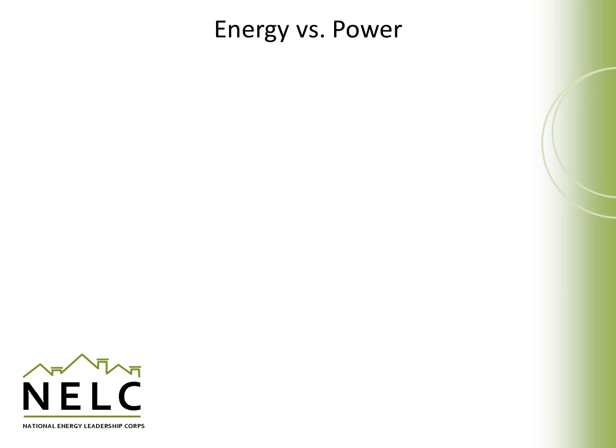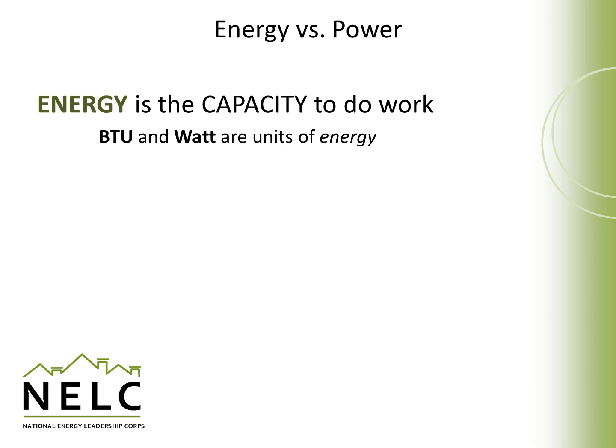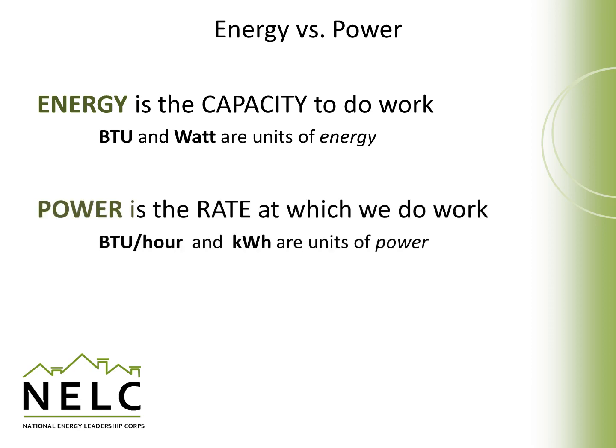Now let's talk about two common terms and what we really mean by energy and power. Energy is the capacity to do work. So a BTU and a watt are both units of energy. Power, on the other hand, is the rate at which we do work. And this is important because when we size mechanical systems or talk about how much electricity we use, we usually talk about them in terms of a period of time. So how many BTUs per hour do we need in a space to keep it warm? Or how many kilowatt hours do we use over the course of a day and bill a homeowner for?